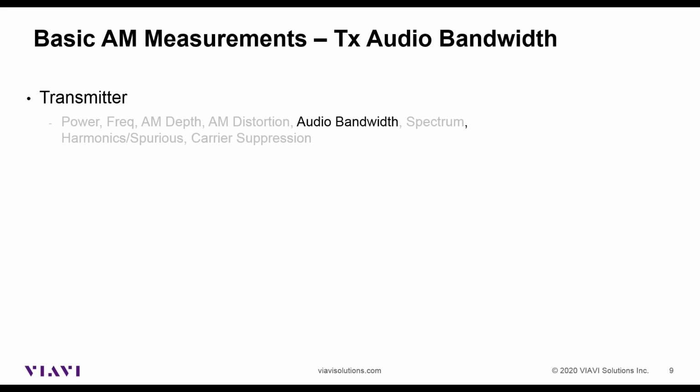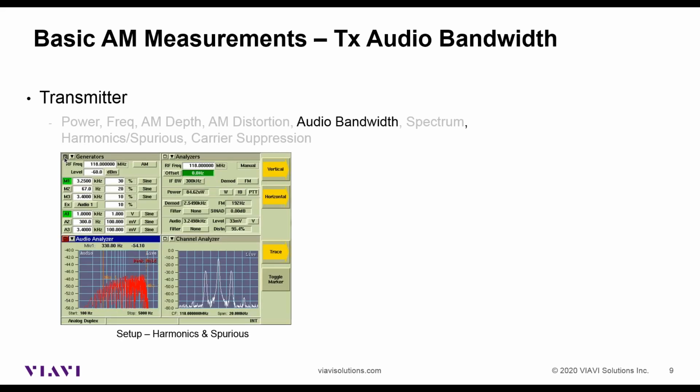Next, we want to look at the transmit audio bandwidth. This is something I did yesterday quite quickly. On the generator side, in effect on a real radio, I would use the A1 audio generator that you see green, which means it's active. I would move that from 1 kilohertz, and I would sweep that value. And how I sweep that is using my mouse to click on that field of entry, the 1 kilohertz here.